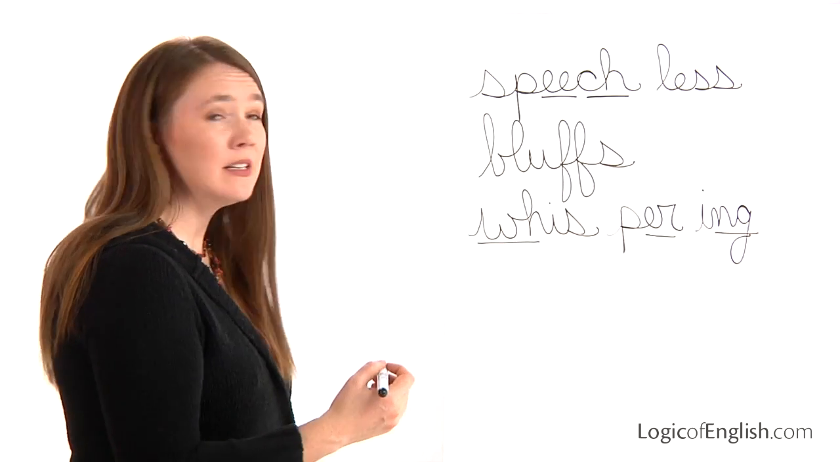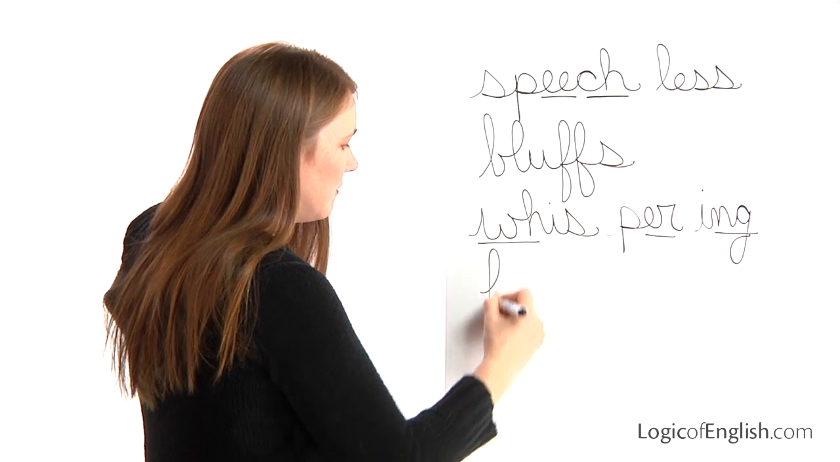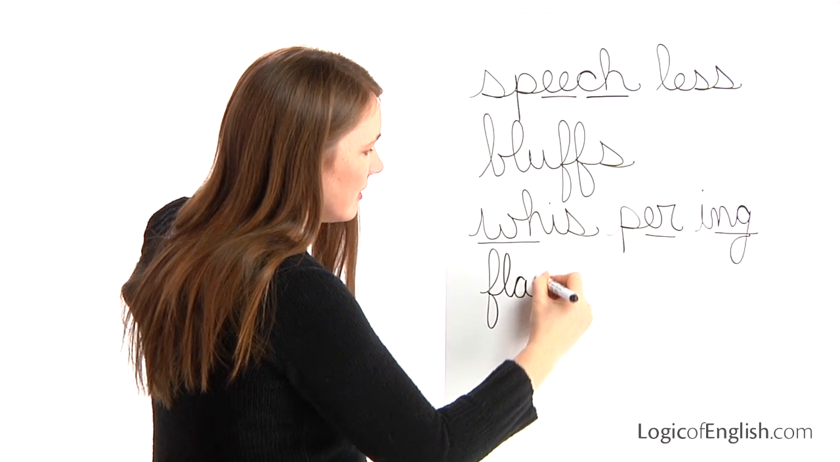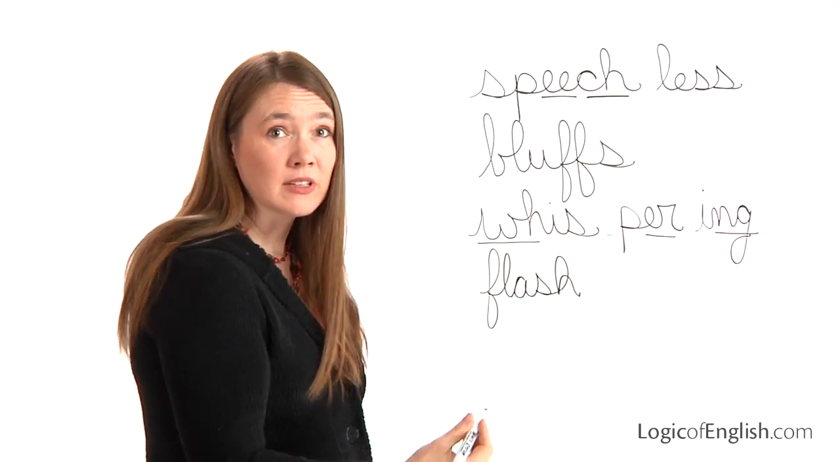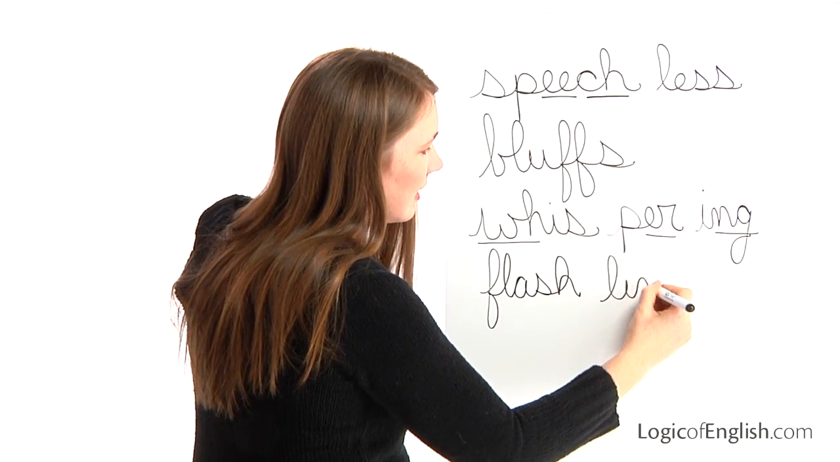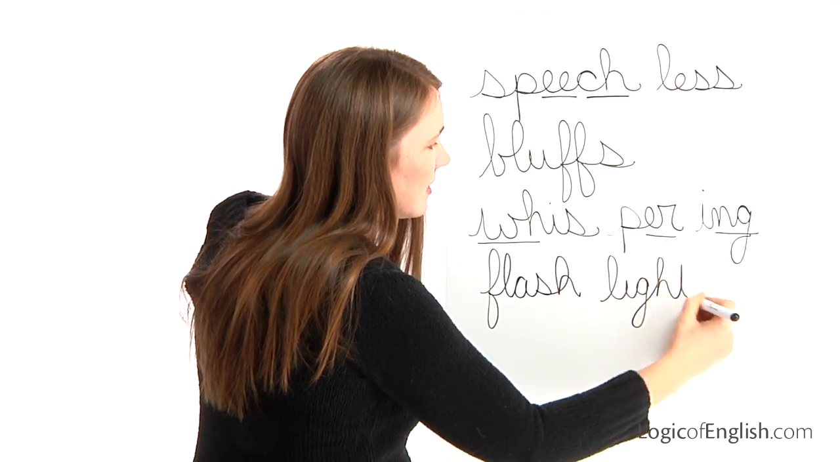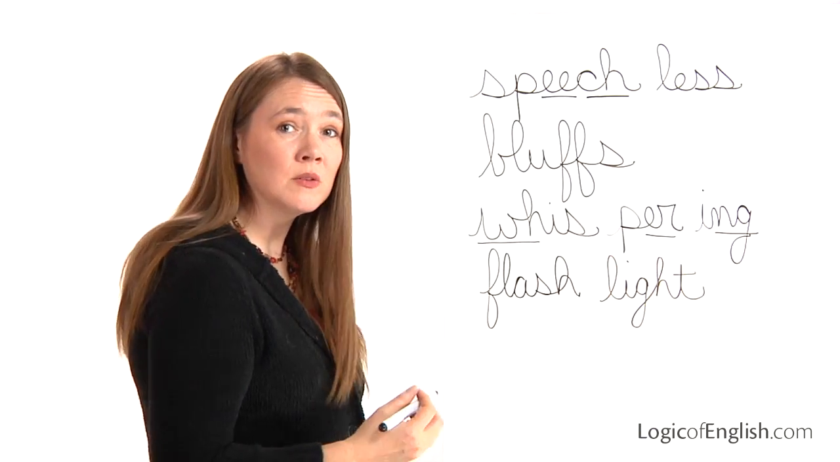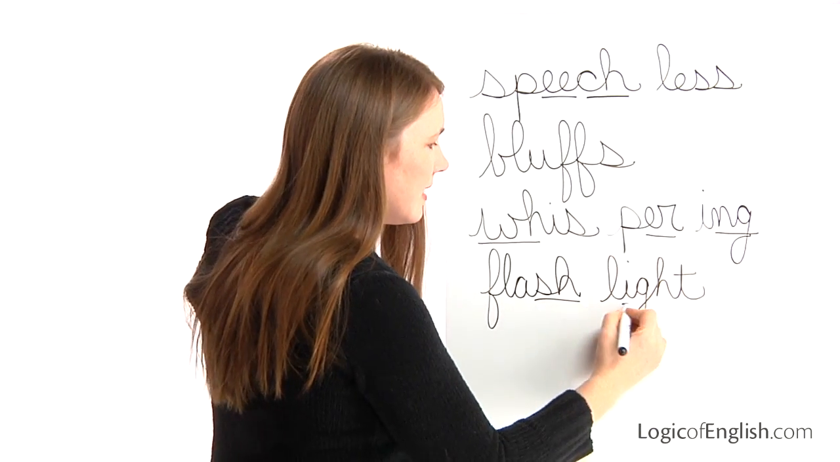And now help me to write it. The first syllable is flash, f-l-a-sh. The second syllable is light, l-i-t. And how will we mark it? We'll underline the sh and the i.